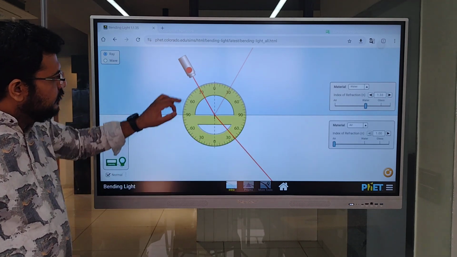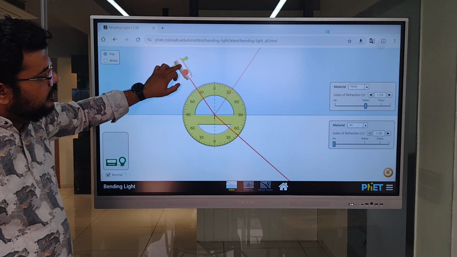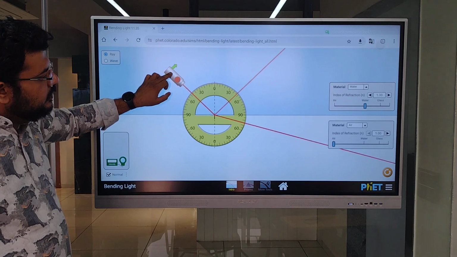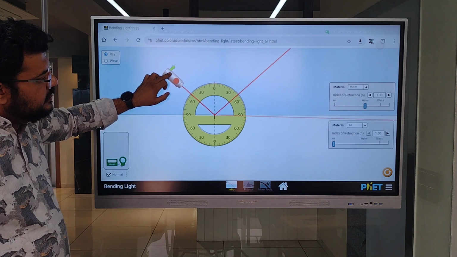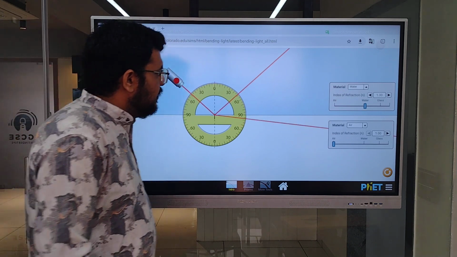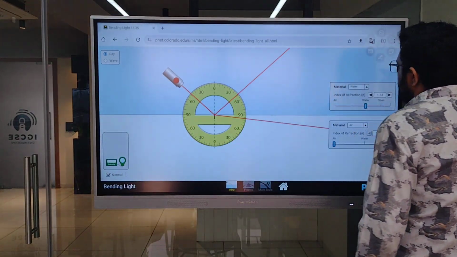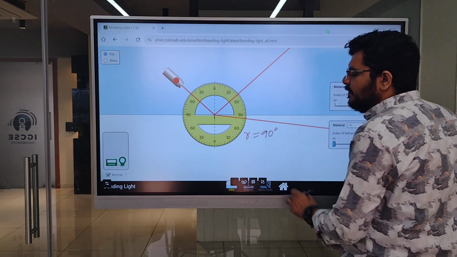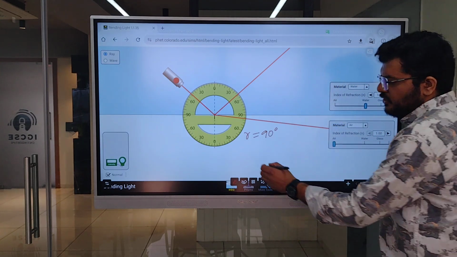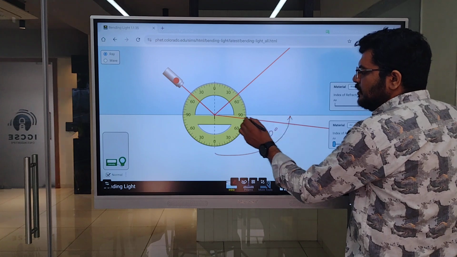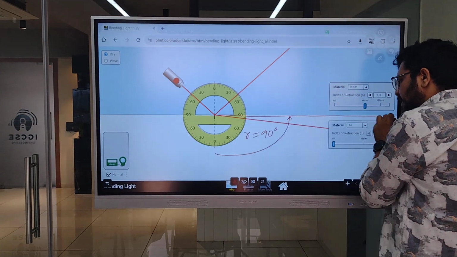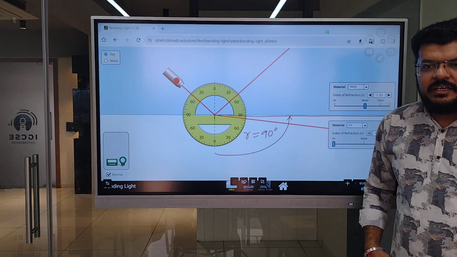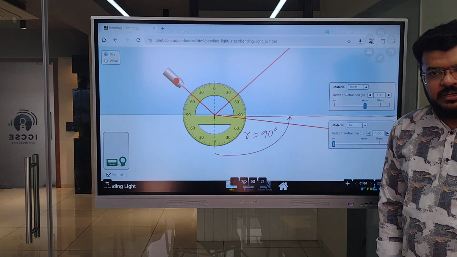Now, will it keep on moving away from normal? If the angle of incidence increases, the angle of refraction also increases. Can I say that there will be an angle of refraction equal to 90 degrees eventually? Because it went from 0, it went on increasing. Will I finally have, at some angle of incidence, the angle of refraction be 90? Yes.